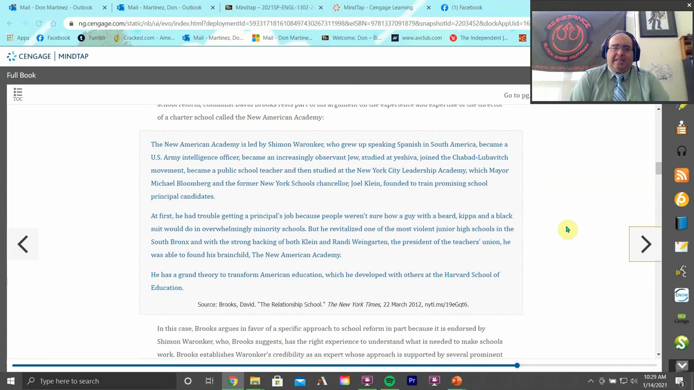The new American Academy is led by Shimon Waronker, who grew up speaking Spanish in South America, became a U.S. Army intelligence officer, became an increasingly observant Jew, studied at Yeshiva, joined the Chabad Lubavitch movement, became a public school teacher, and then studied at the New York City Leadership Academy, which Mayor Michael Bloomberg and the former New York School's Chancellor Joel Klein founded to train promising school principal candidates. At first, he had trouble getting a principal's job because people weren't sure how a guy with a beard, kippah, and a black suit would do in overwhelmingly minority schools. But he revitalized one of the most violent junior high schools in South Bronx, and with the strong backing of both Klein and Randy Weingarten, the president of the teachers' union, he was able to found his brainchild, the New American Academy. He has a grand theory to transform American education, which he developed with others at the Harvard School of Education.